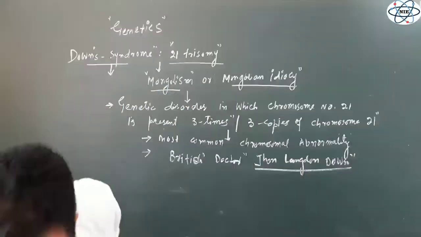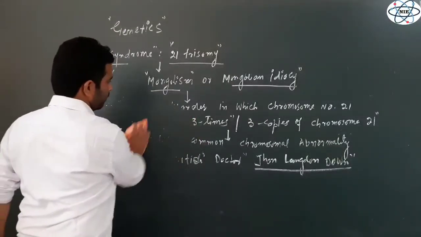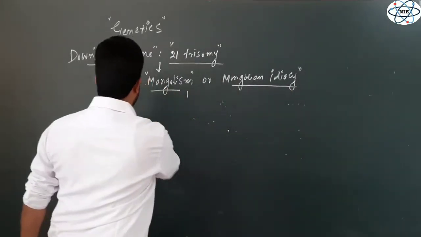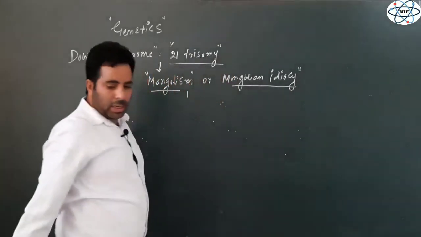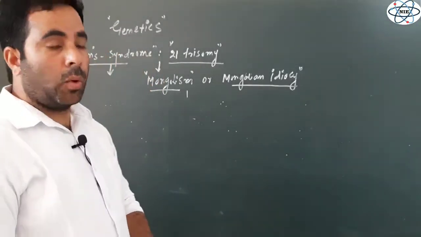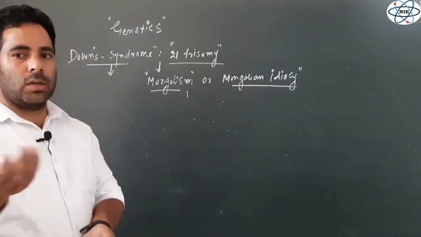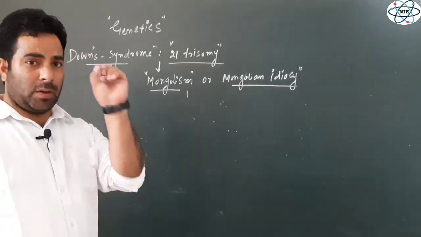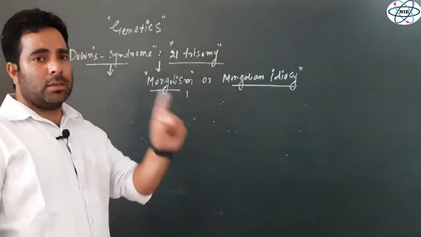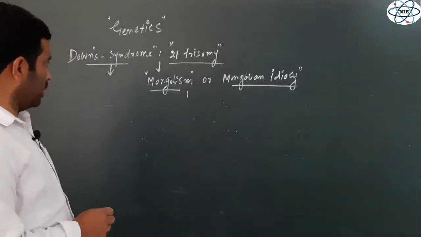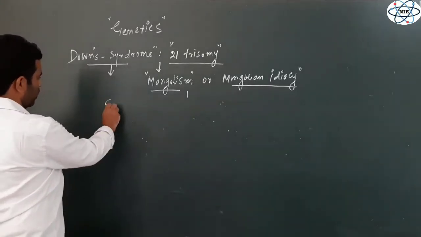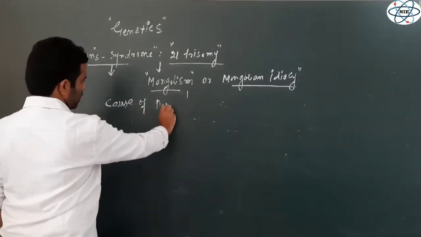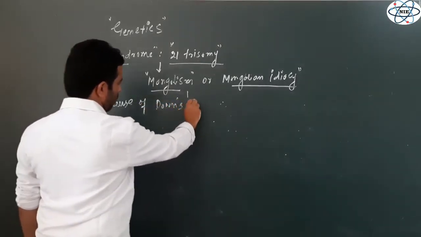Anyways, so far as the cause of this disease is concerned, why are there 3 copies of 21 when all the other chromosomes, the rest of the chromosomes, occur two times? I mean, there are 2 copies of each chromosome, but only 21 is 3 times. So what is the cause of this 21 trisomy? Let us try to discuss the cause of Down syndrome.